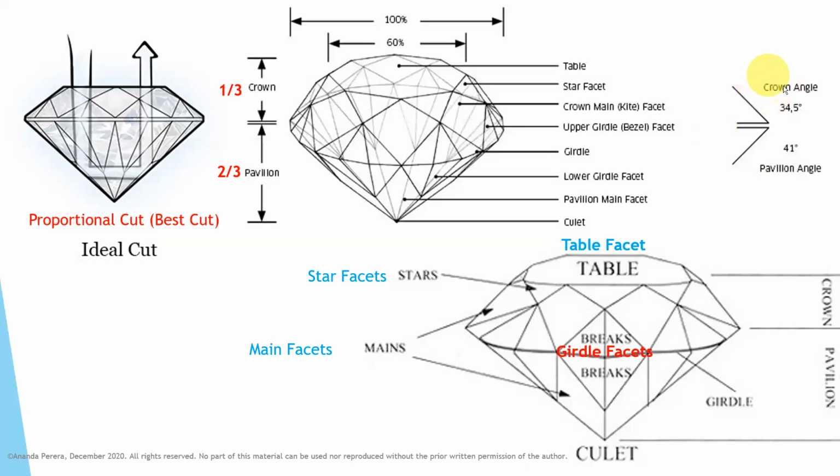If it is a diamond, crown angle should be maximum 34.5 degrees and the bottom 41 degrees in the diamond cut. So you have to understand those very well.